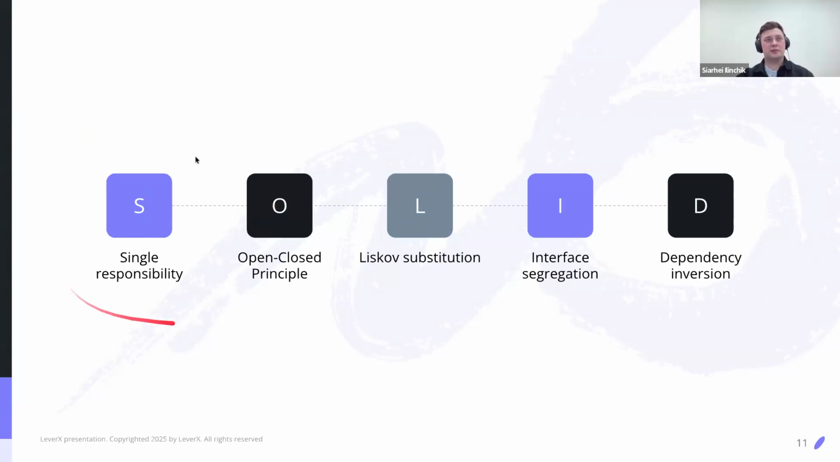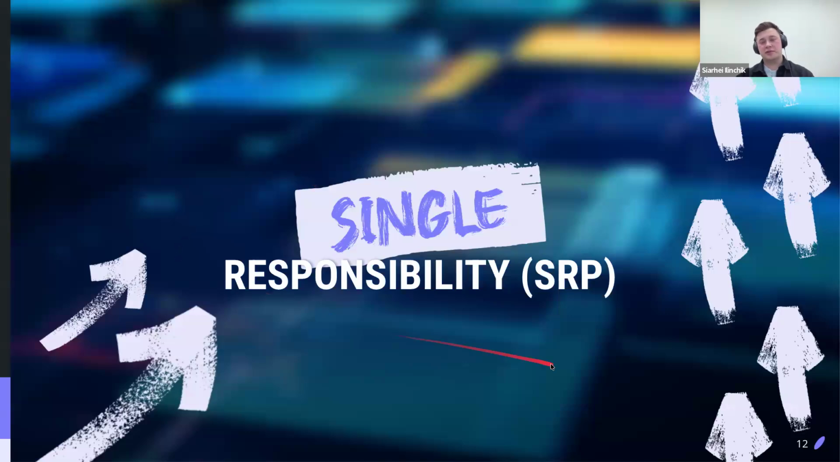Those principles can be understood on the code level, and when you fully understand them, you can use them on a higher level. So single responsibility: one thing is responsible for only one thing, and it shouldn't do anything more than that one thing.